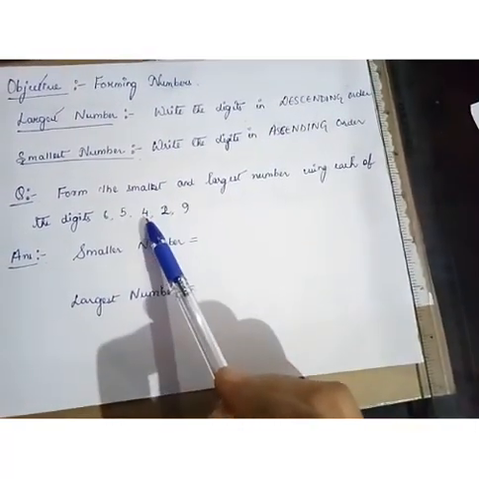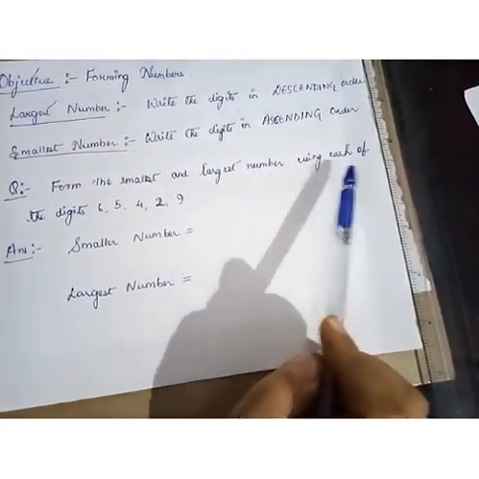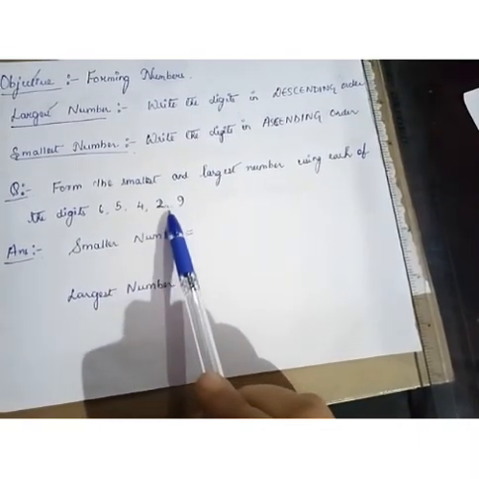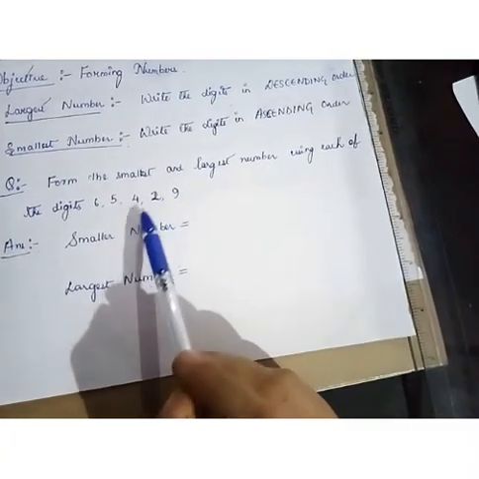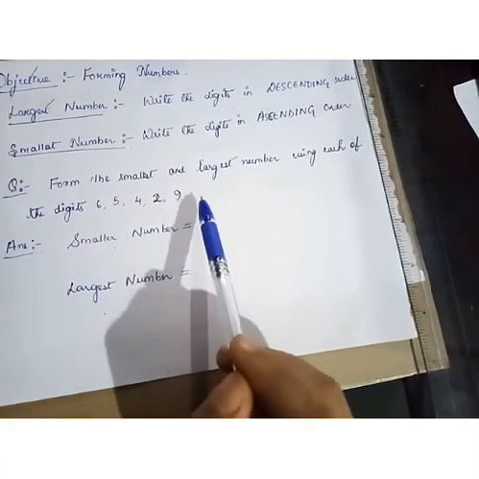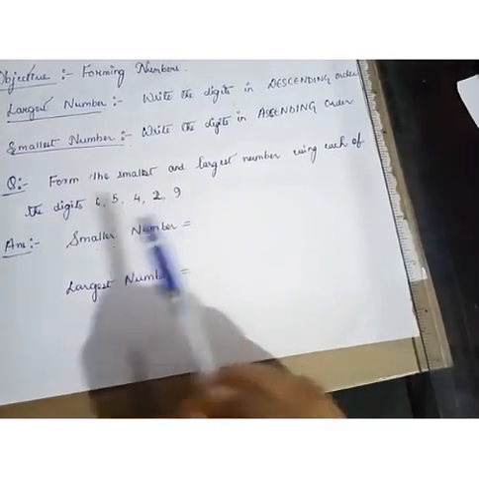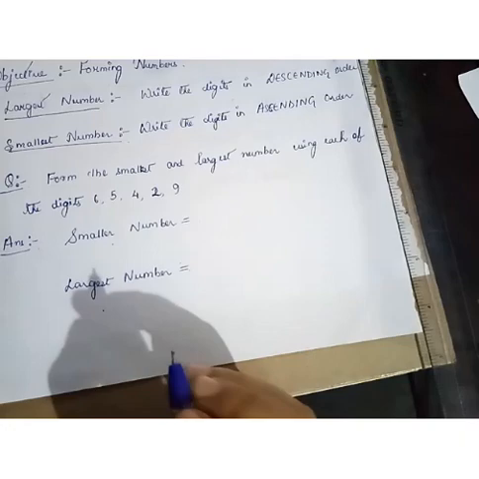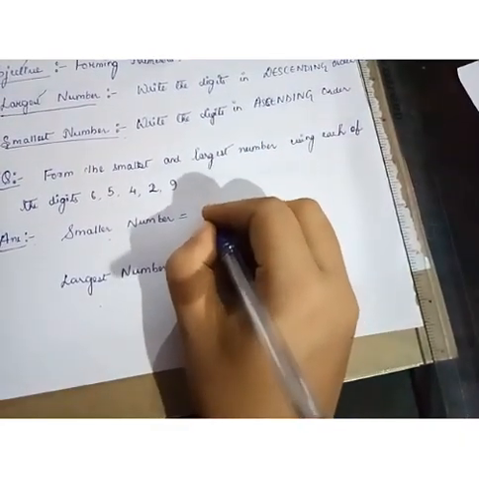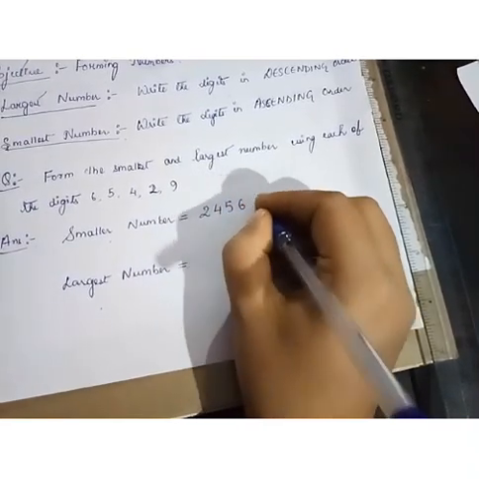To understand more clearly, I have taken one example here. Form the smallest and largest number using each of the digits 6, 5, 4, 2, 9. They are separated by commas. We have to form the smallest number and the largest number, and we cannot repeat the digits. Each digit will be used only once. For the smallest number, we have to arrange in ascending order, smaller to bigger. So what number will come first? 2, then 4, then 5, then 6, then 9.